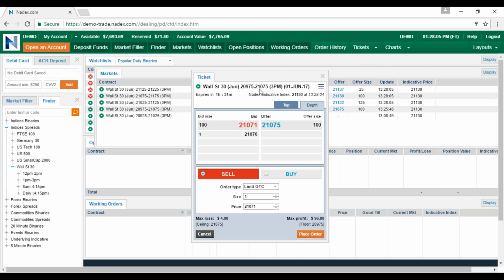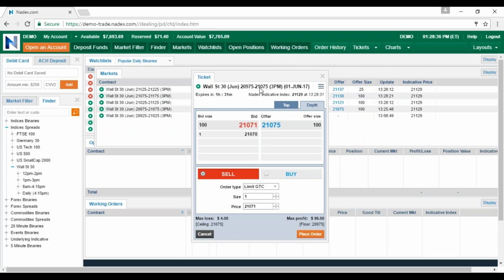Where is the ceiling or the top of this particular spread? Because this would be the bottom, right? The floor. This would be the top, the ceiling. Everybody understand that? So the ceiling is at what? 21,075. Okay. Where can I sell it for right now? 21,071.